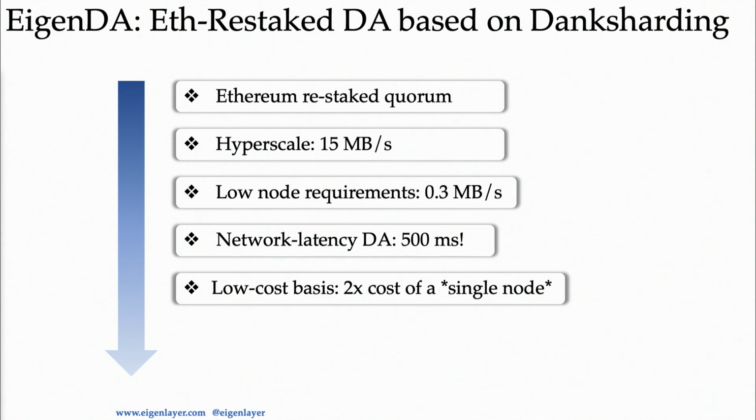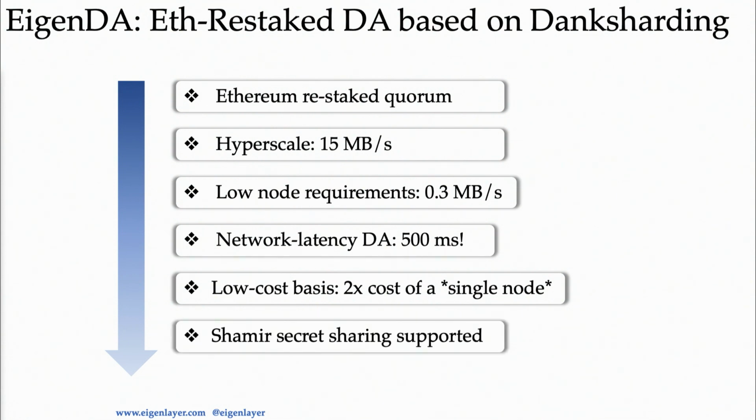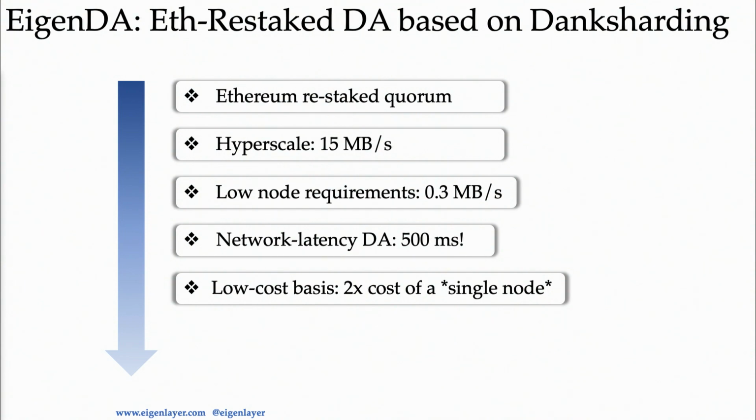Even though it's a decentralized system, we have very low cost basis. And finally, we need to support Shamir's secret sharing, which we will do.